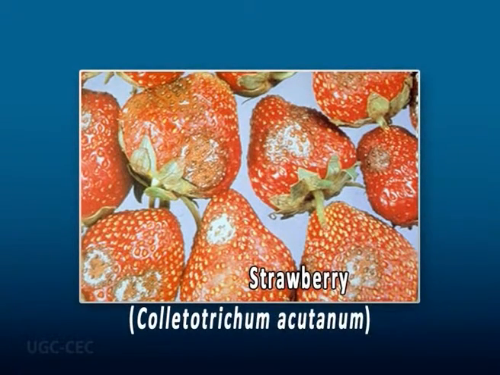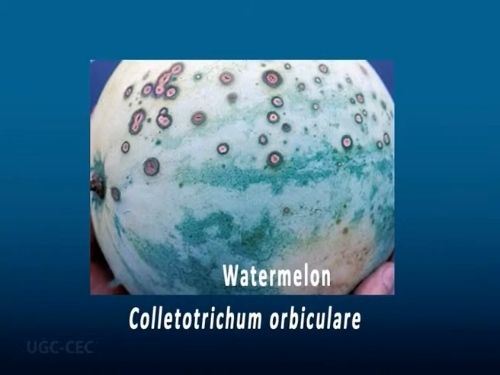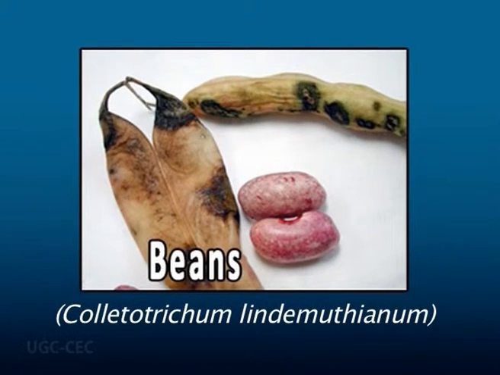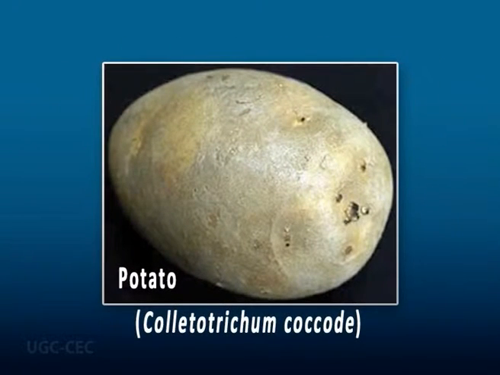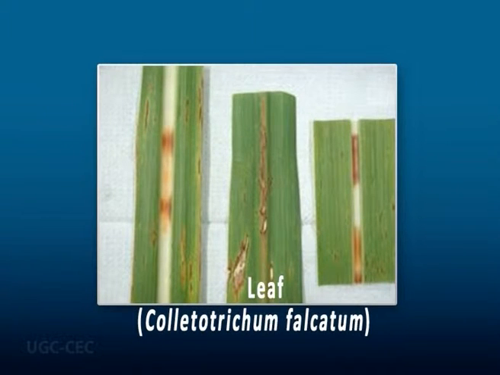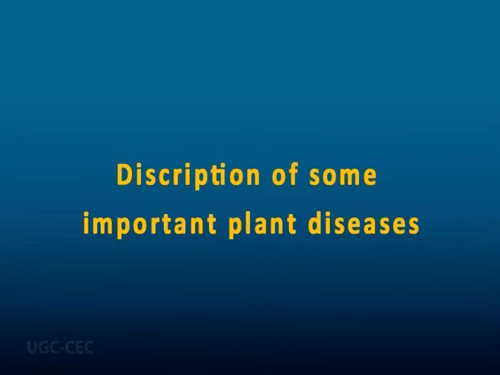Colletotrichum acutatum parasitizes strawberry. Colletotrichum orbiculare causes anthracnose in watermelon, while Colletotrichum lindemuthianum causes bean anthracnose. Black dot of potato is caused by Colletotrichum coccodes. Anthracnose leaf blight of maize is caused by Colletotrichum graminicola. Now, description of some important plant diseases caused by this genus.